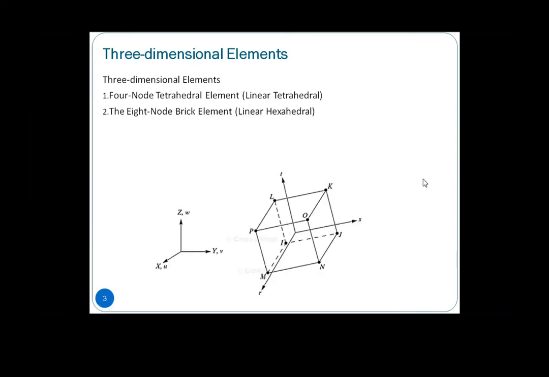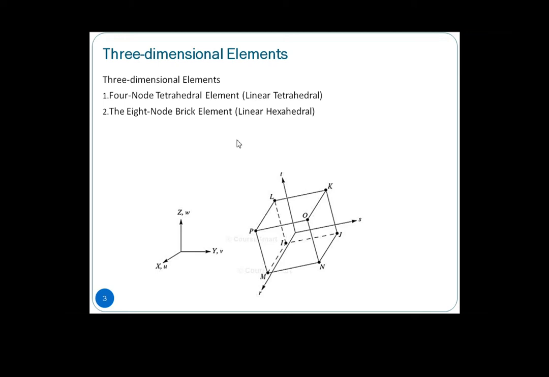Then we have these 8 nodes brick elements. So it's basically a so-called cube type of element. We call it linear hexahedral elements. So you have a total of 8 nodes: I, J, K, L, M, N, O, P. Okay, so as you have seen, of course, from linear, these two types, you will see these main two types, tetra or hexa, right?